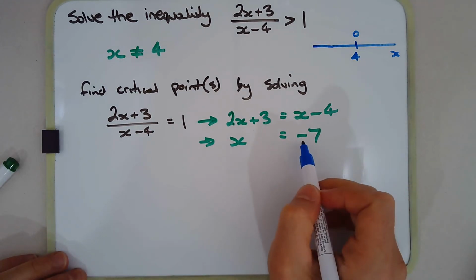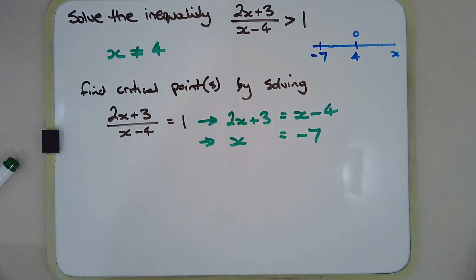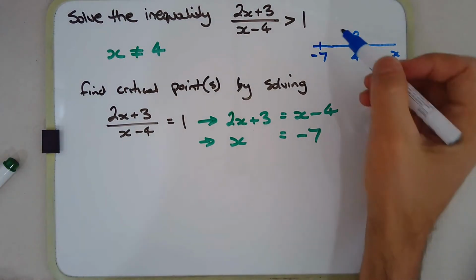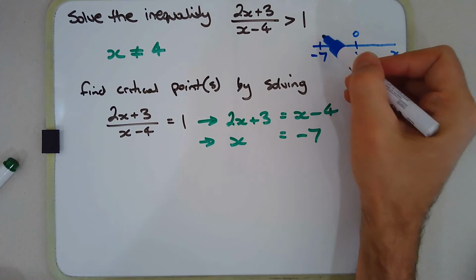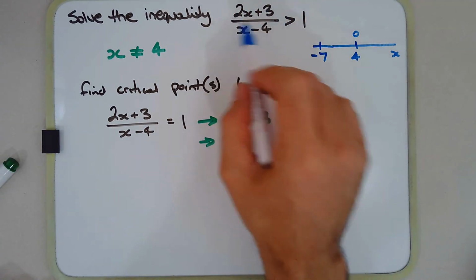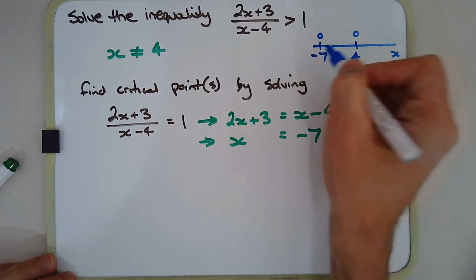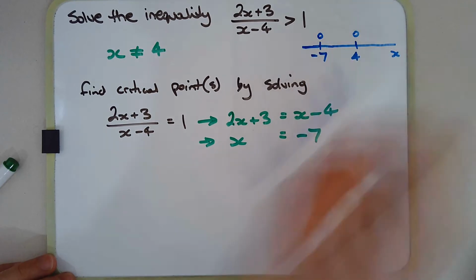X equals negative 7 is another critical point, so let's put that there. Now, the next question is, do I place an open circle or a closed circle above the negative 7? Go back to the original inequality. It's not a greater than or equal to, it's just greater than. So another open circle there. I might just extend this number line a little bit more.